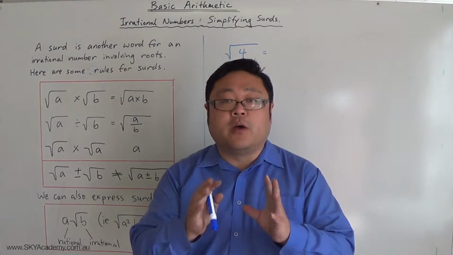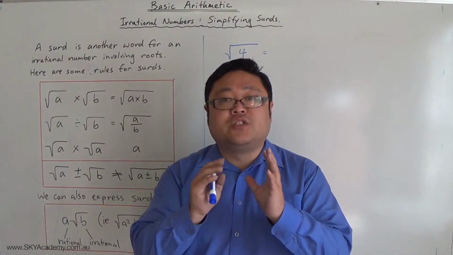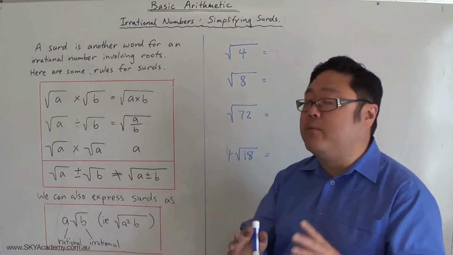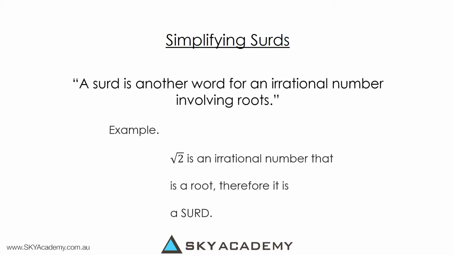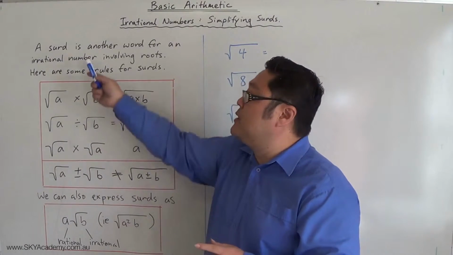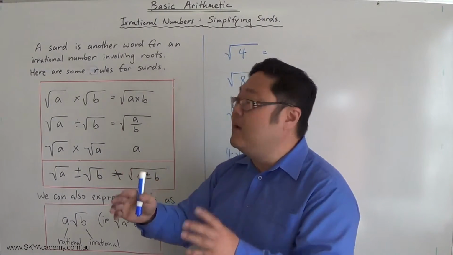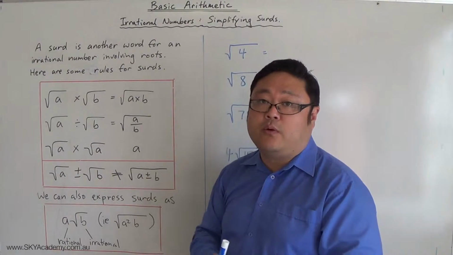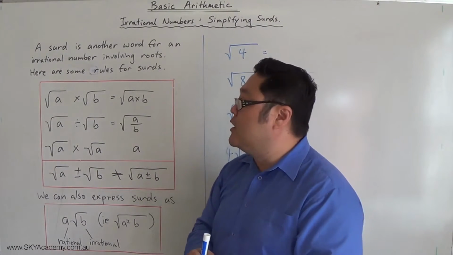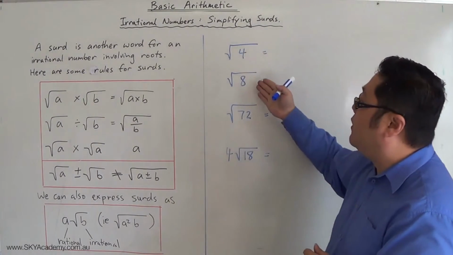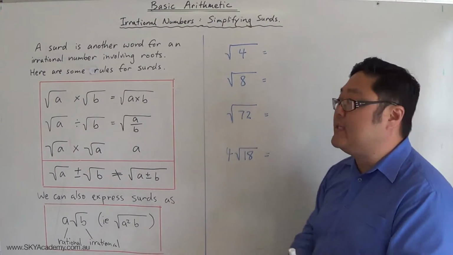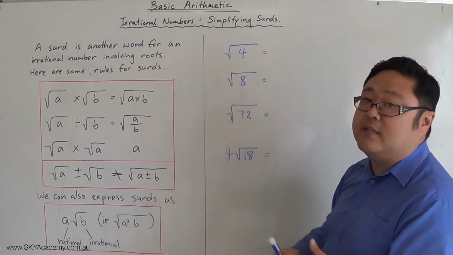And in this episode, what I want to do is look at surds. Now, let me explain what a surd is. A surd is another word for an irrational number involving roots. We worked out that the square root of 2 is an irrational number. So a surd is a form of an irrational number that involves roots, just like the square root of 2 was. I'll give you a couple of examples of surds, like the square root of 4, 8, 72, and 18, which are all examples of things expressed in surd form.